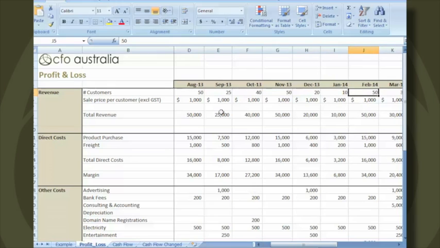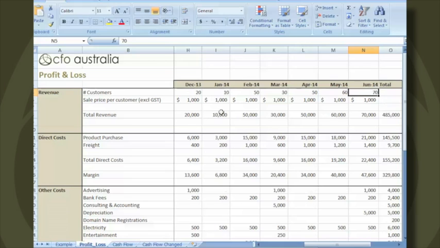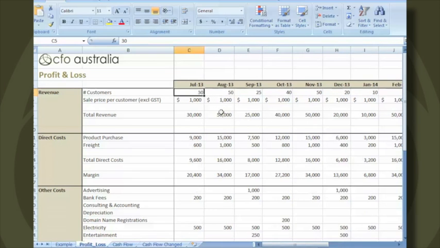So for this particular example, we're showing what it would be for most businesses, which is a bit of a drop-off over Christmas. And then you're looking to grow this business towards the back end of the year. So you can see the number of units starting to grow there. Your revenue per unit, you'll remember the sale price was $1,100. In here we put $1,000 because that is excluding GST. So your total sales revenue is $30,000.